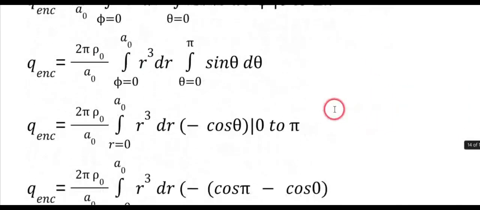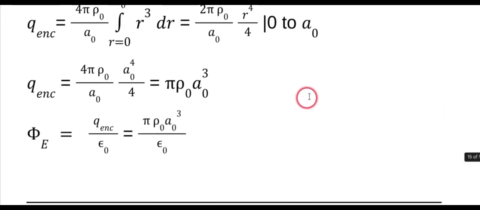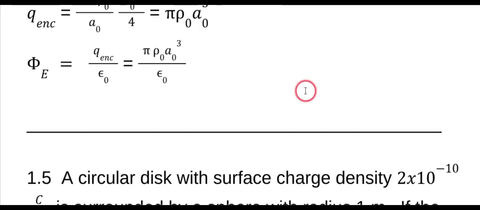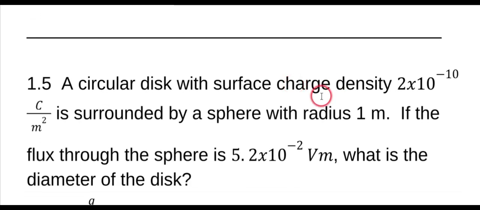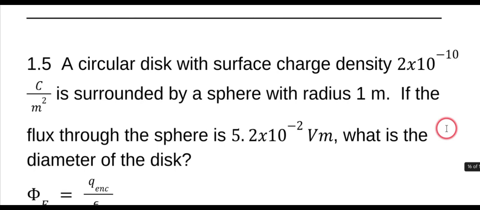Okay, I'm only going to do one more, and then I want your feedback on whether this is worth doing or not. I think this one's the most fun, actually. A circular disk with the surface charge density, okay, so this is a surface, and it gives you a number, is surrounded by a sphere with radius 1 meter. If the flux through the sphere is this number, what is the diameter of the disk? Does that make sense? Well, what he's asking?